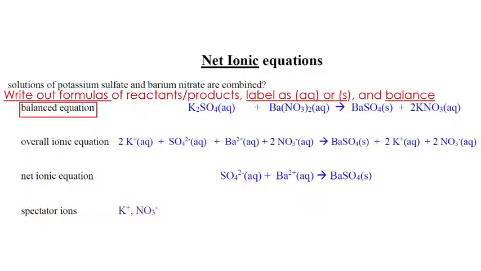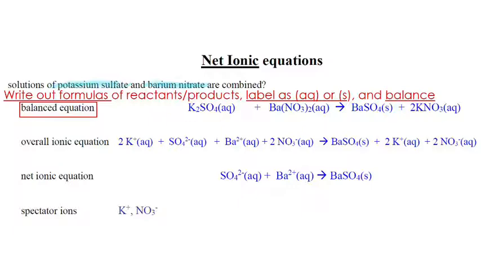So first, a balanced equation. We've already practiced writing these before. So the process here is to make sure to write out the formulas, all of your reactants and products. You see here in the initial question it was asking, will a precipitate form if solutions of potassium sulfate and barium nitrate are combined? So we write our potassium sulfate, barium nitrate, label those as aq or s, then predict products and label them as aq and s, and then balance that reaction.